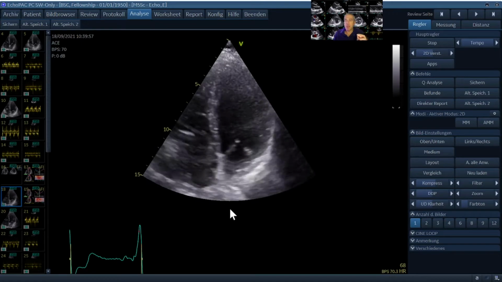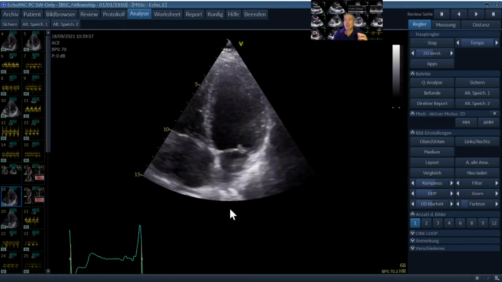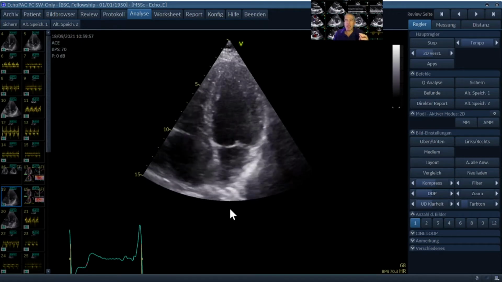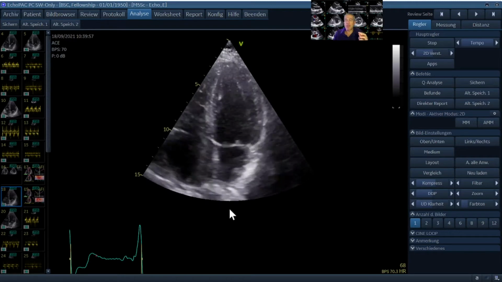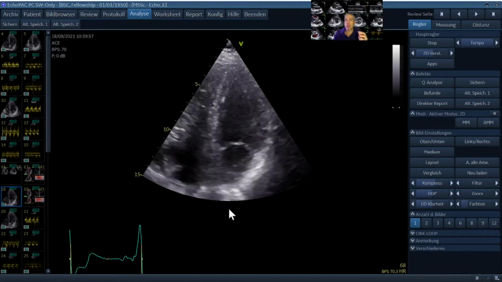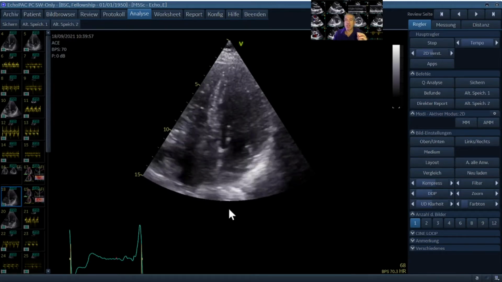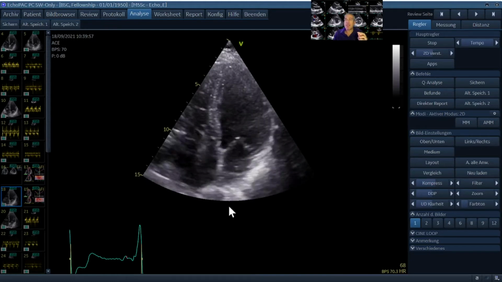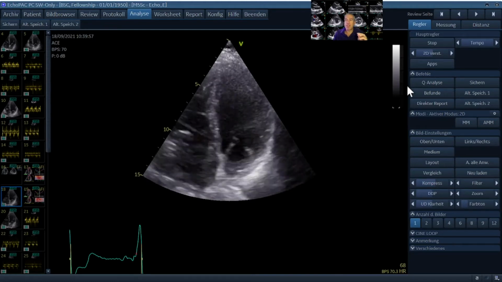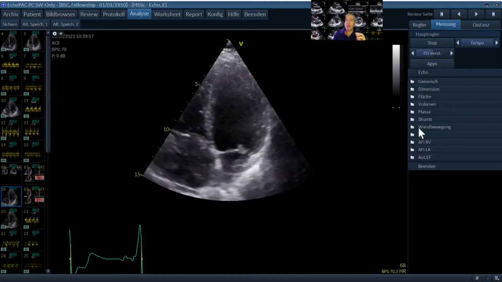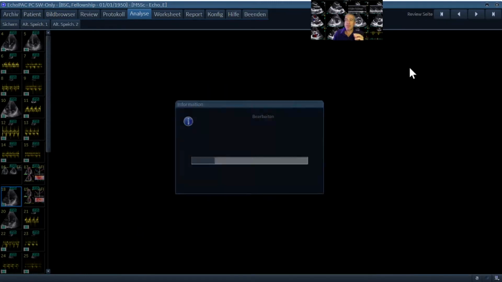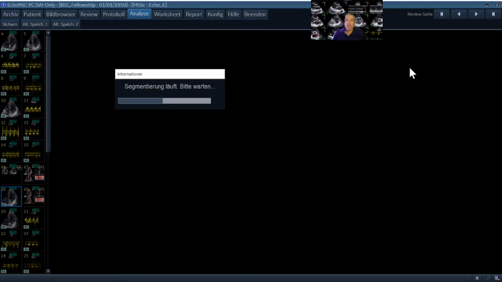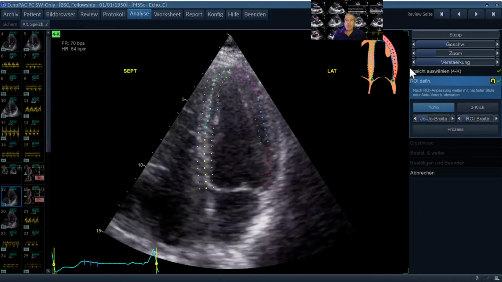It doesn't look so bad, does it? It's not so much rocking as we had with his left bundle branch block during his intrinsic conduction. But let's have a look. Maybe it's still not as good as the first setting. And again, I start here. The software does it all alone. Artificial intelligence. I do not interact.